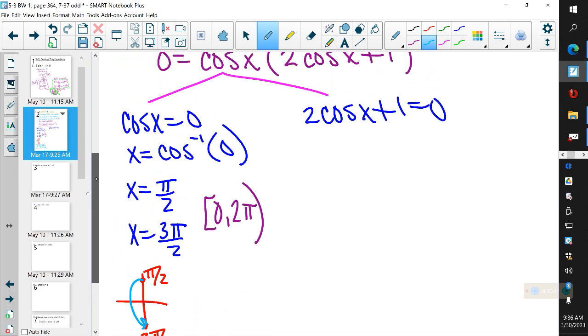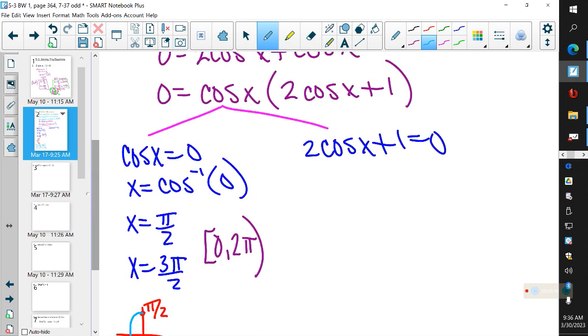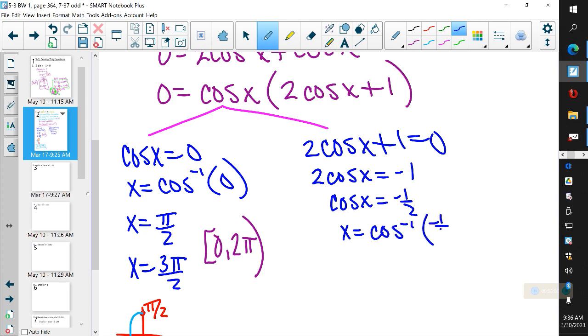And then over here, I'm going to solve this one. If I solve this one, I have 2 times the cosine of x is equal to -1. So the cosine of x is equal to -1/2. And x is equal to the cosine inverse of -1/2. So we need to think quadrants, and I need to be negative. So that means you are at negative plus or negative negative. So you're in quadrant 2 or 3.